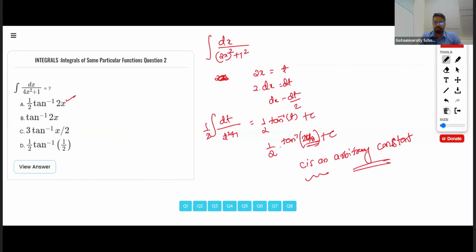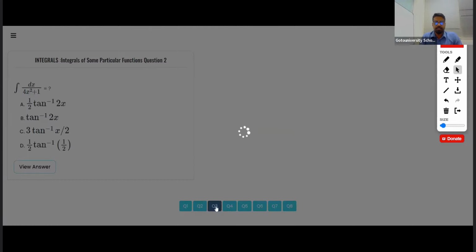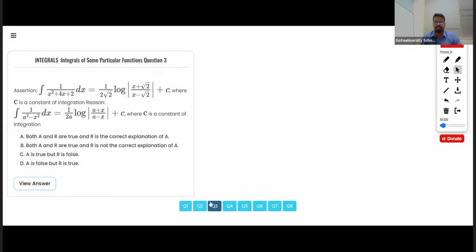Okay. Yes. Let's go to the next one. Question number 3. It's an assertion and reasoning question. So what is it? First, we need to check, is the assertion correct or not? The assertion says integral of 1 by x square plus 4x plus 2 dx. We have to integrate this.